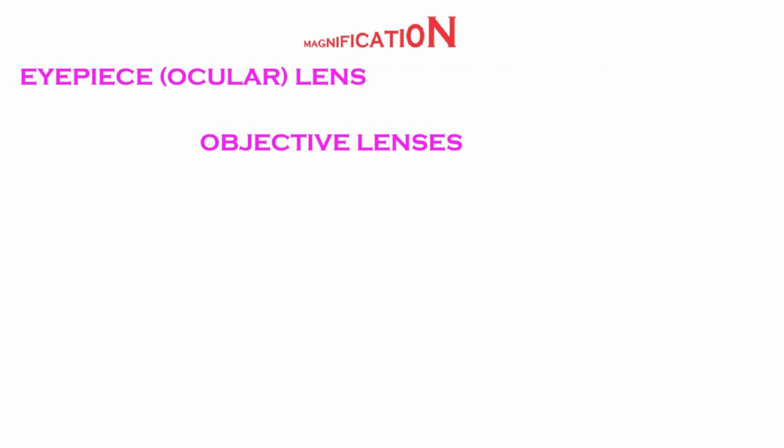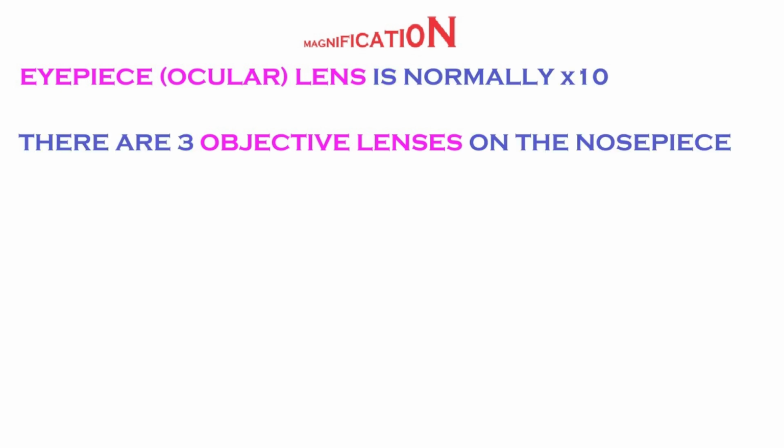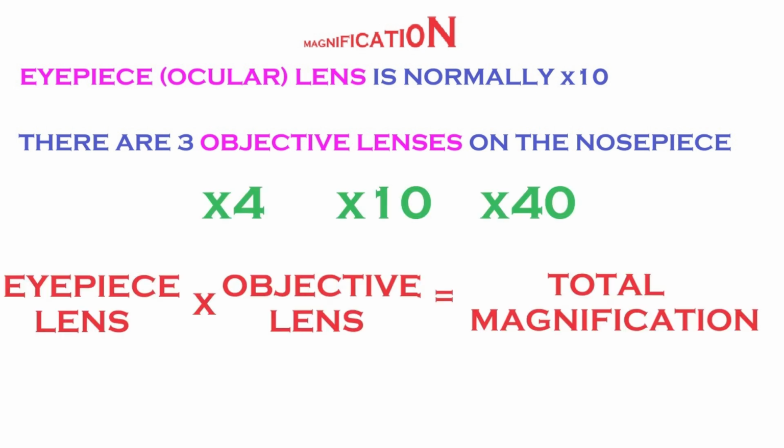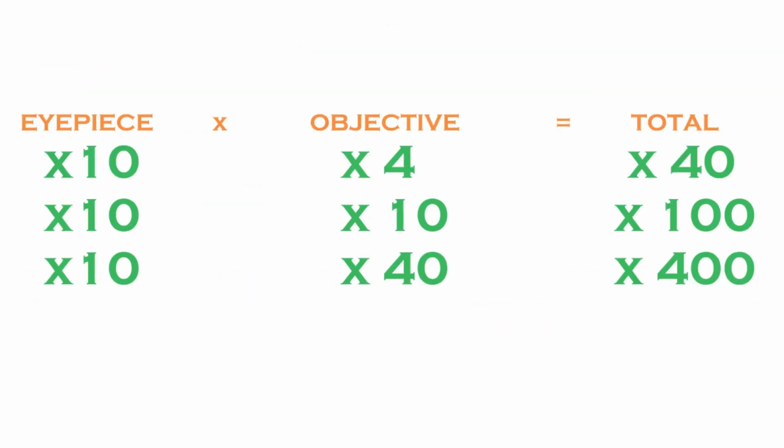Next, we're going to talk about magnification. The eyepiece or the ocular lens is normally times 10, and there are three objective lenses on the nose piece, times 4, times 10, and times 40. The eyepiece lens times the objective lens provides the total magnification. So, the rule is: eyepiece times objective lens gives us the total magnification.